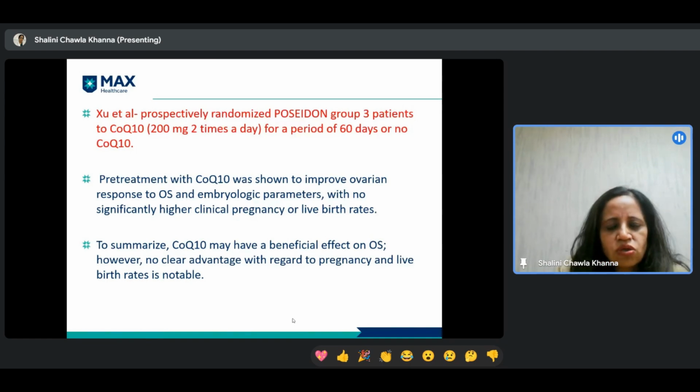Again, this was a randomized trial, especially in the Poseidon group 3, where they gave 600 milligram. And again, they summarized that this study showed that it may have a beneficial effect on ovarian stimulation, but there was no advantage with regard to the pregnancy and the live birth rate. So, all these drugs, whether we use CoQ or growth hormone and all this, we need to be cautious.